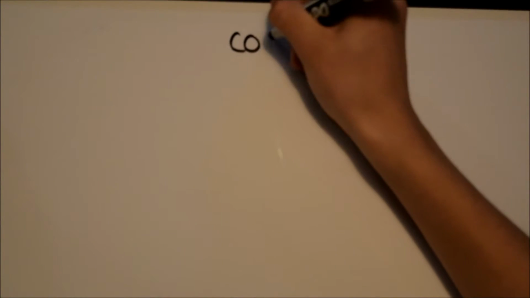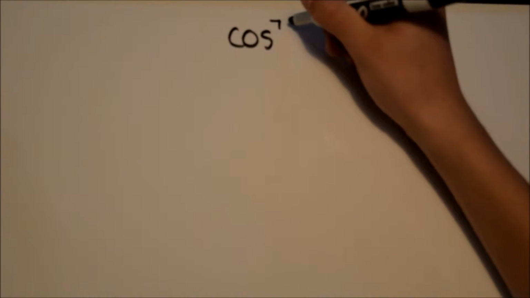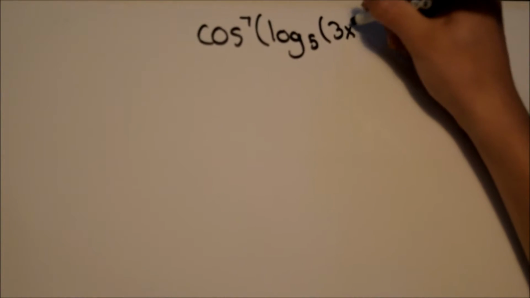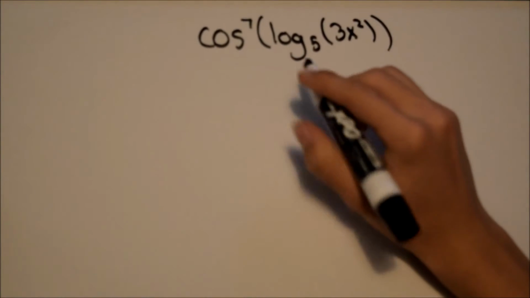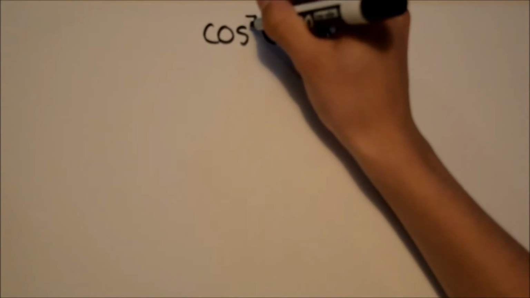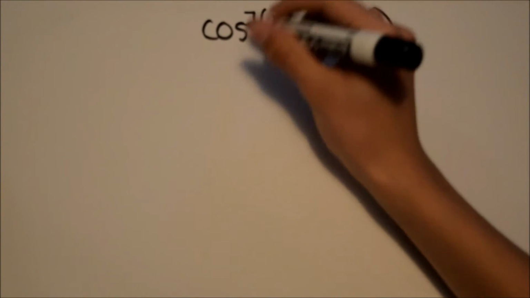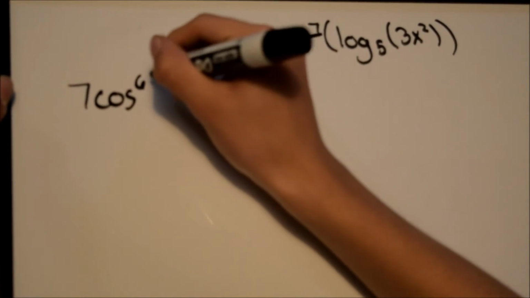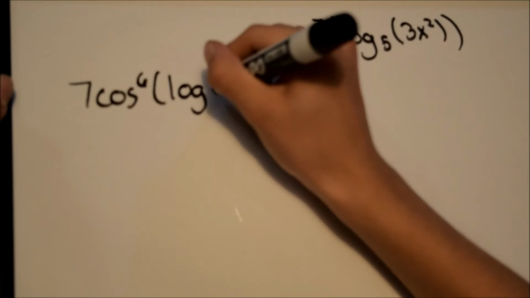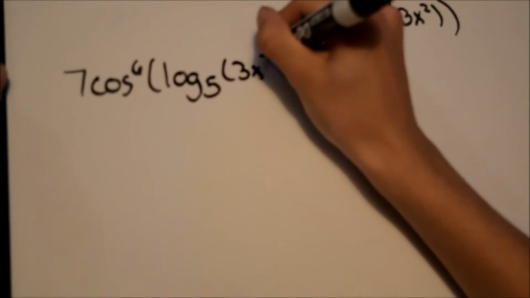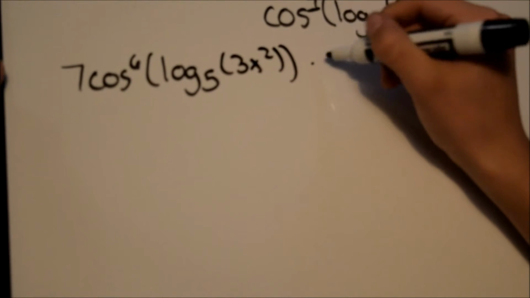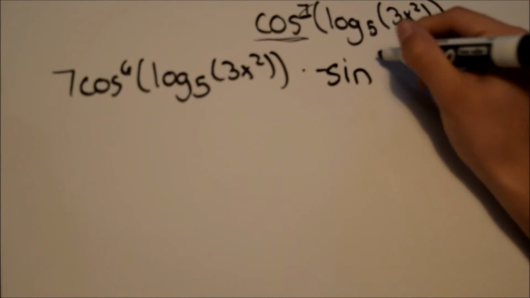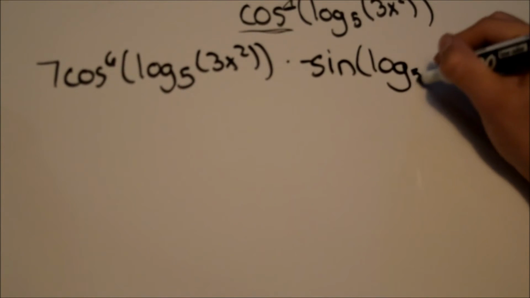Now I'm going to do a composite function. So I'm going to do cosine to the 7th times log base 5 of 3x squared. When we take the derivative here, we start out with our outer function in its exponent, which is 7. So we have 7 times cosine to the 6, and then all of our parentheses multiplied by, so we got rid of this, now we can just do cosine. Derivative of cosine is negative sine, and then we have all of our parentheses.